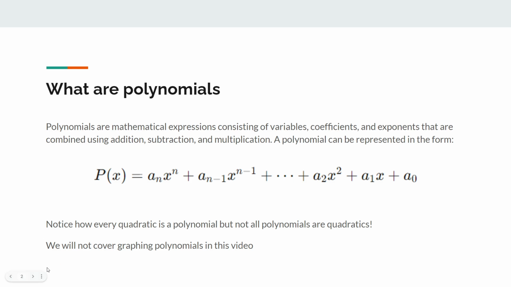And this is the form of a polynomial. Don't get too scared. This is just a general form, so don't think this is some really complicated thing. It's just how you write a polynomial in a broad sense. Notice if you plug in 2, you'll get a quadratic, right? Because you'll have 2, 1, and then 0. And yeah, there's an x to the 0 tacked onto this side, but you don't really need to write it because anything to the 0th power is 1. And we're not going to be covering graphing polynomials in this video.